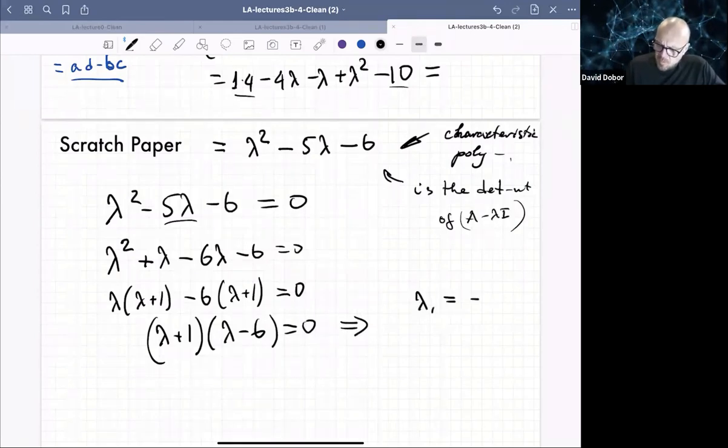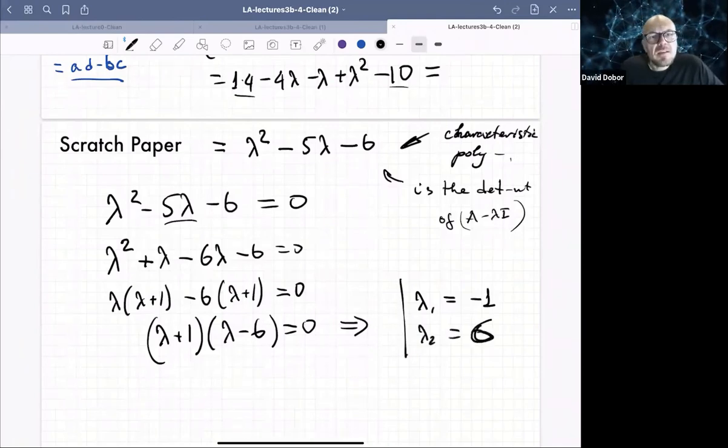Lambda 1 equals minus 1, and lambda 2 equals 6. These are the roots of the characteristic polynomial. These are the only two numbers that make the characteristic polynomial 0. If I were to plot this characteristic polynomial on the lambda axis, I'll get a parabola that crosses the lambda line in 2 spots. Okay, but anyway, long story short, you have 2 roots.